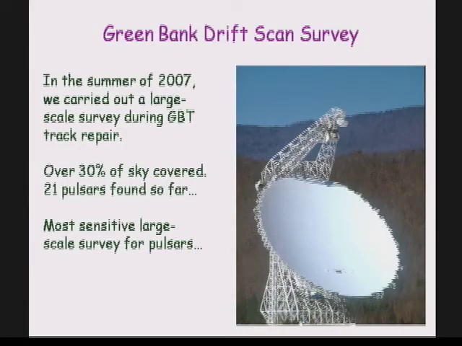Okay, and that sounds like bad news for most people, but we were actually really excited because we were going to be at Green Bank all summer, and we decided that while the telescope was just sitting there, not really doing much of anything, we would just take data in whatever direction the telescope happened to be pointing and just search for new pulsars in those areas of the sky. So we did that. We covered a lot of sky. We covered about 30% of the sky that's visible from Green Bank.